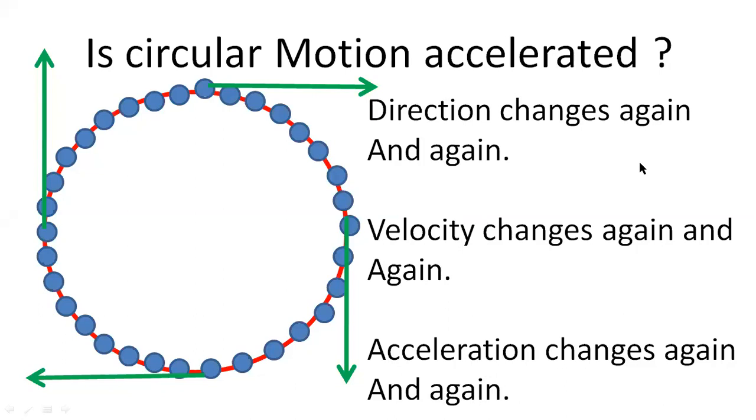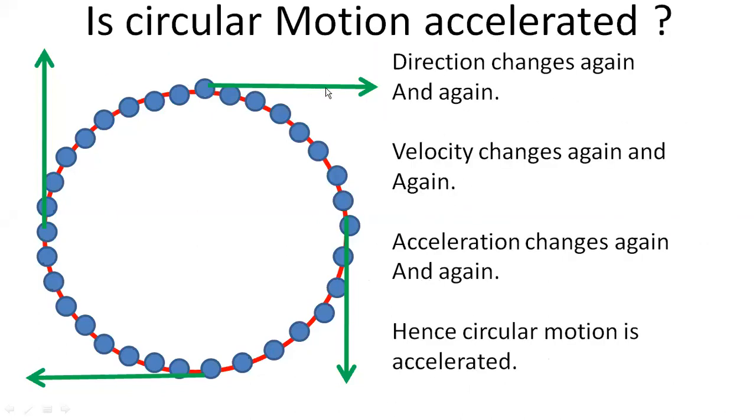Okay. And the answer to our question, is circular motion accelerated? Yes, it is. For circular motion, we have already seen that if direction changes, velocity changes, and then acceleration will also change. That simply means that circular motion is accelerated. What is the answer for this question? Circular motion is accelerated. What is the meaning of this? That any body which is going through circular motion has acceleration.